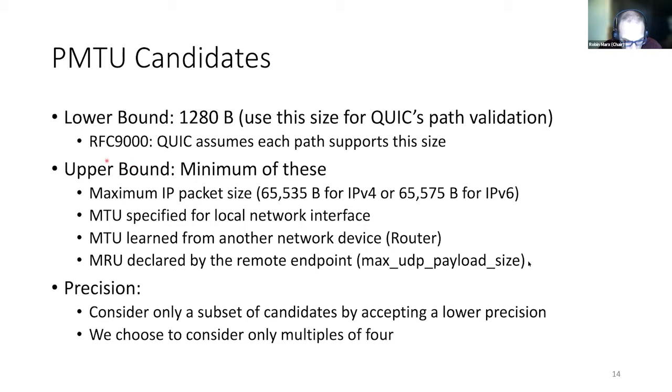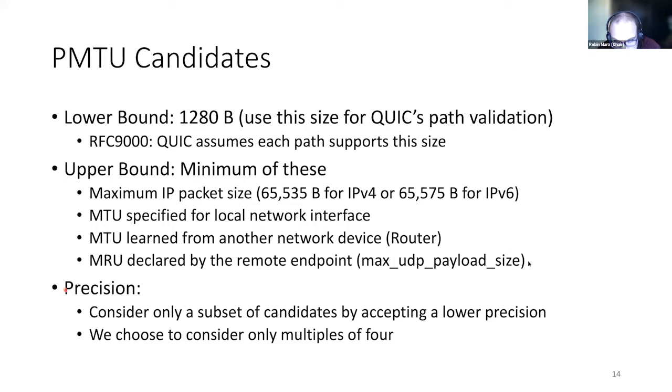The upper bound is more variable. We can use the maximum IP packet size, which is around 64 kilobytes. The MTU is specified for the local network interface, which for an Ethernet interface is often 1500 bytes. The MTU can be learned from another network device, for example a router, and from the maximum receive unit declared by the remote endpoint. For QUIC, the remote endpoint can set the max UDP payload size in the transport parameters.